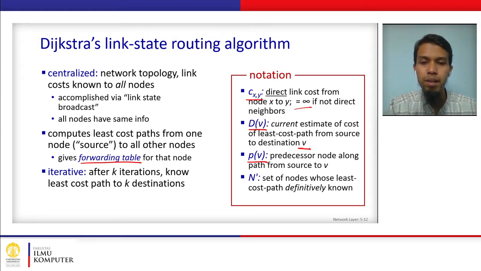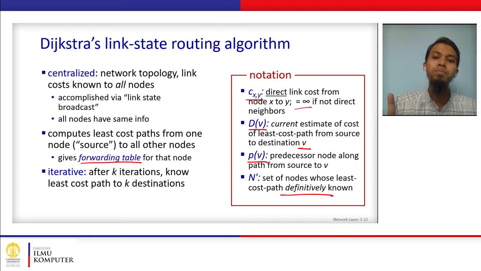Then there is a set of nodes whose least cost path is definitely known. All the nodes for which we have already found the least cost path, we will put in this set N prime.